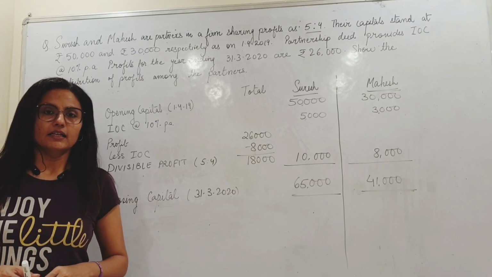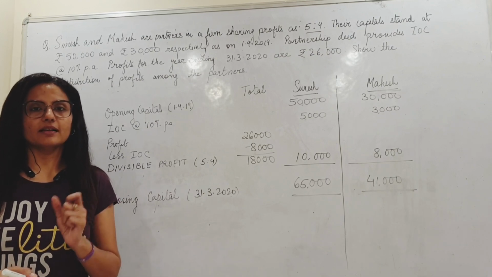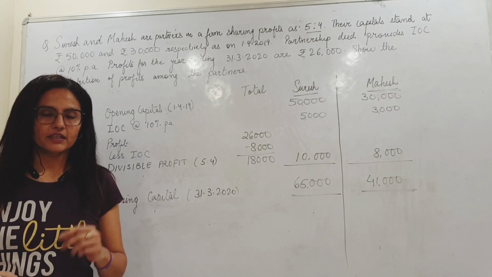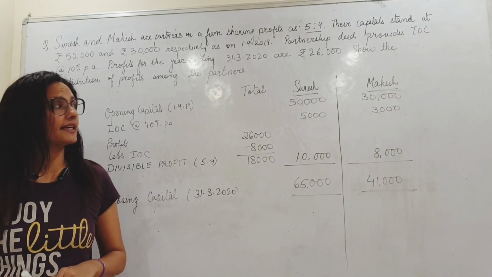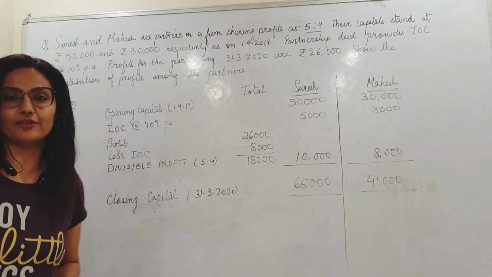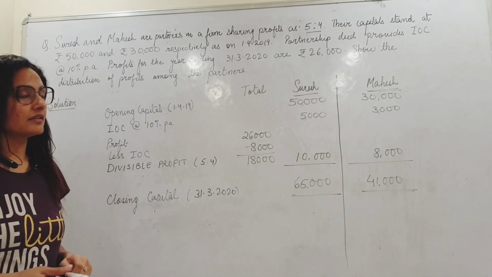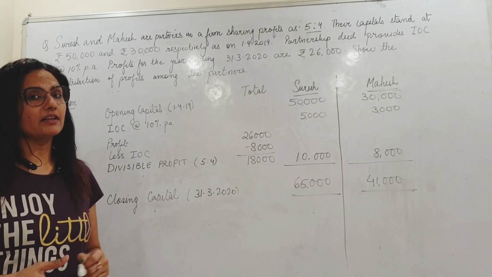all those things. So now we move ahead with a small sum which tells us to show the distribution of profit. I'll quickly read out the sum to you in case it's not visible. Take a screenshot, zoom in and see it. Suresh and Mahesh, partners in a firm, sharing profits as 5:4.